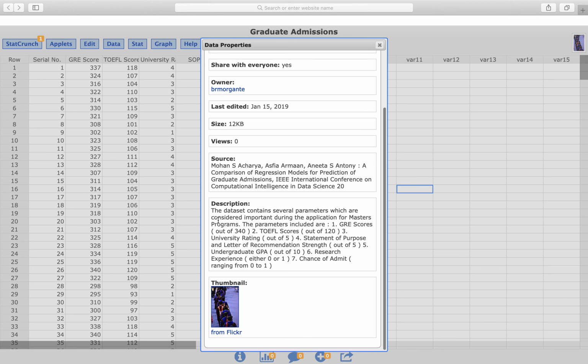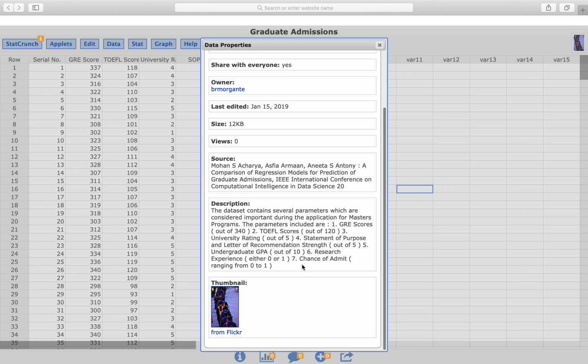So this data set contains several parameters which are considered important during the application for master's programs. So we have GRE scores at a 340, our TOEFL scores at a 120, university rating, statement of purpose, letter of recommendation, our undergraduate GPA, and this is from the Indian perspective, so these are out of 10, and research experience, either they had it or they don't, and the chance of admission ranging from 0 to 1. So we'll go ahead and get into this data.